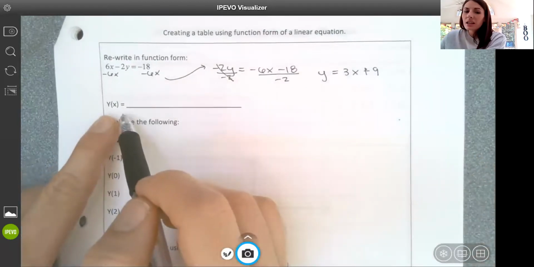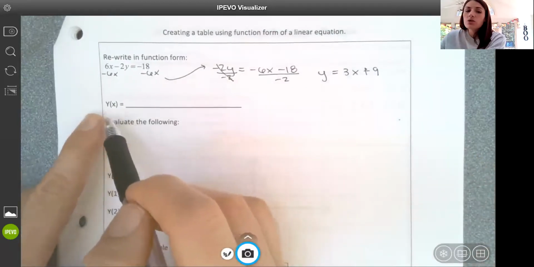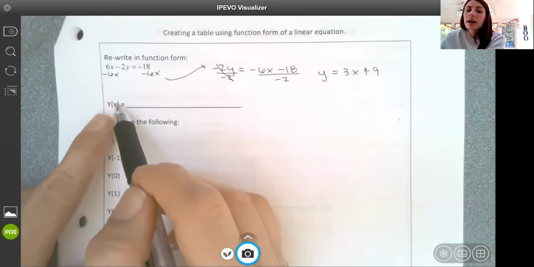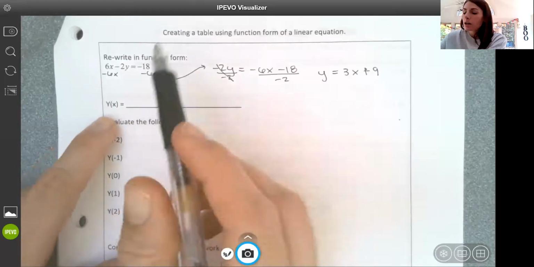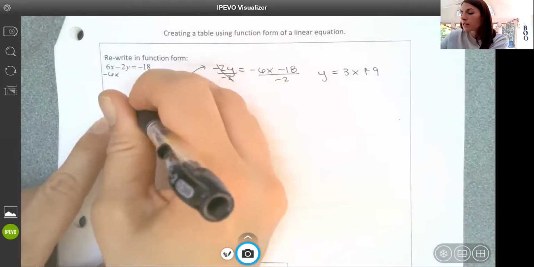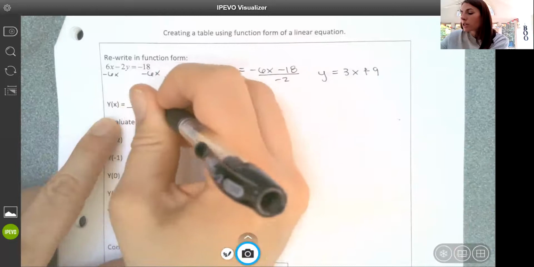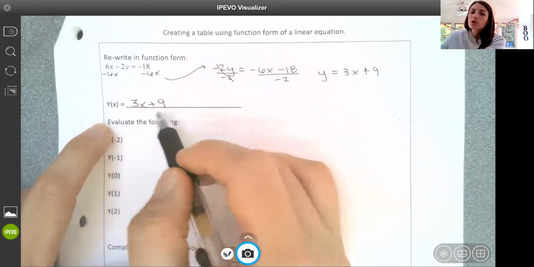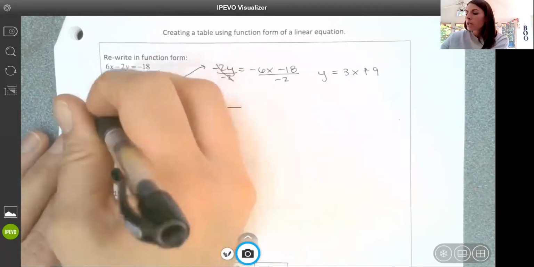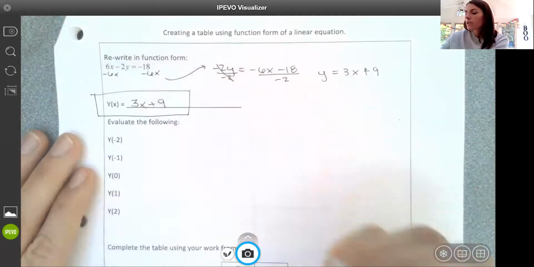I'm going to take that and write it as a function. So my function y of x, meaning x is my input and I'm going to get out my function y. So I'm going to rewrite it as y of x equals 3x plus 9. It's exactly the same as what's here, but I'm just writing it so it's in function notation. Okay, so here's my function y of x.